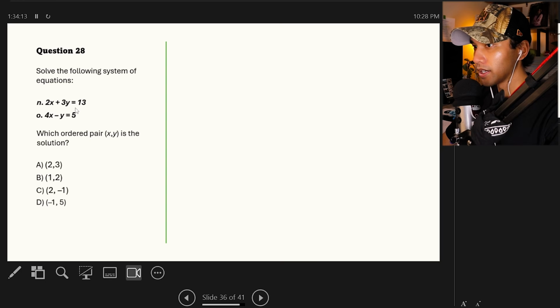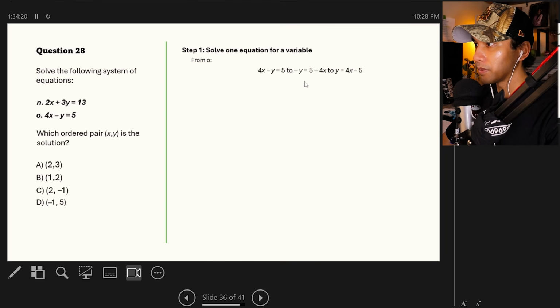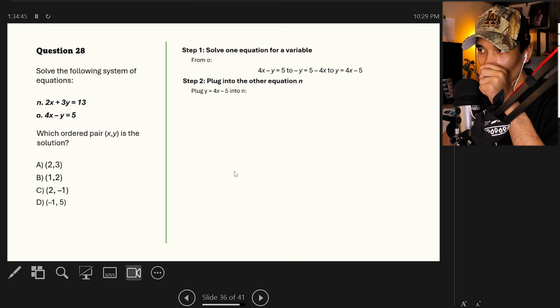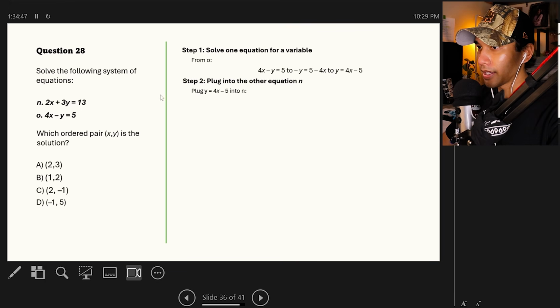So in this case, we are going to solve for, let's see what I put here. Solve one equation for a variable. Okay. So 4x minus y equals 5 to minus y equals 5 minus 4x to y equals 4x minus 5. Okay, so all I did was just put it into y terms. I put O into y terms. Plug it into the other equation, n. Okay, plug in y. So now all I did was plug in this into here.